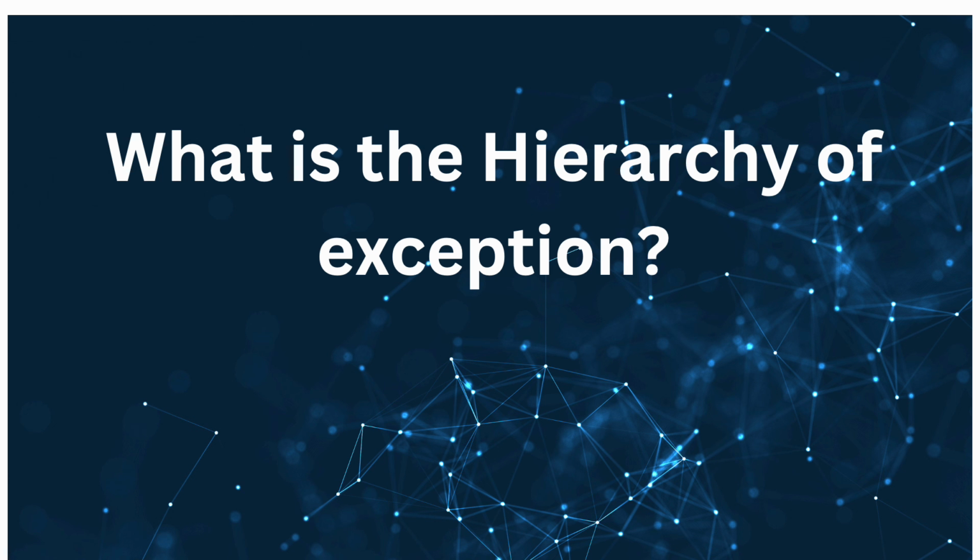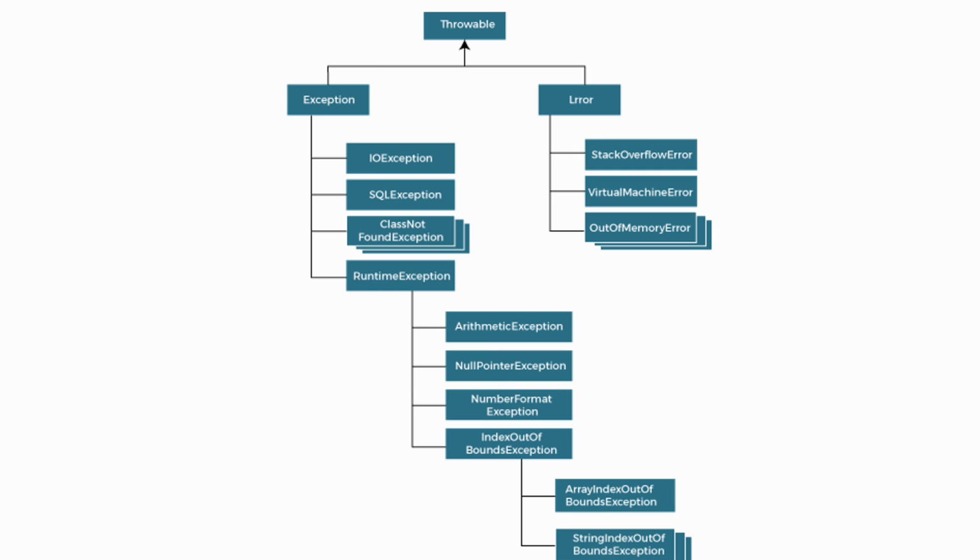What is the hierarchy of exceptions? Exception and error come from the Throwable class, and exception has checked and unchecked exceptions. Also, error has different errors like stack overflow error and out of memory error.